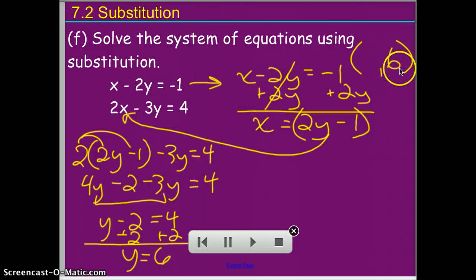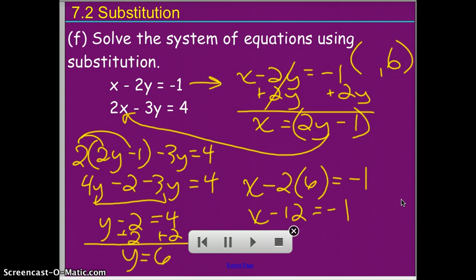My y coordinate is 6, and now I'm going to substitute that 6 in for the first equation. X minus 2 times 6 equals negative 1. If I add 12 to both sides, I should find that x equals 11.